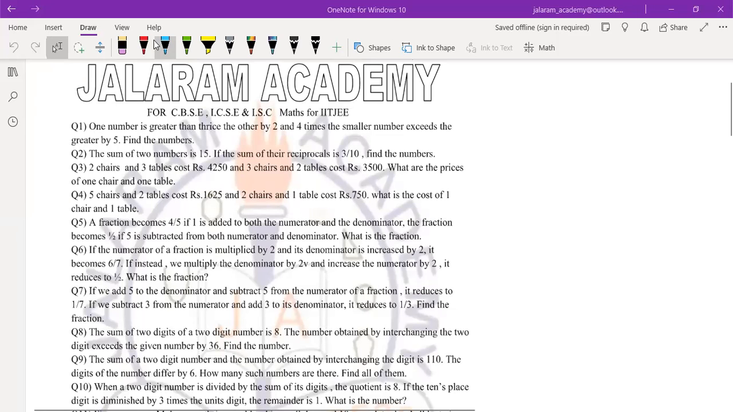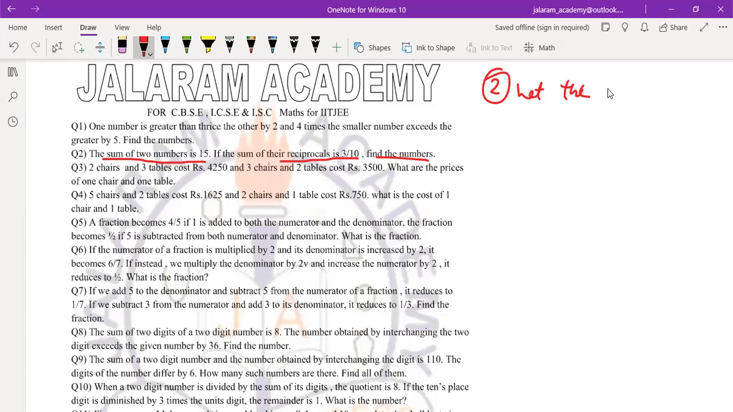So further, now we will continue with question number 2. The sum of two numbers is 15. If the sum of their reciprocals is 3 by 10, find the numbers. So first we write, let the numbers be x and y. And the sum of the numbers will be x plus y, and according to the question it is 15. So write it as equation number 1.